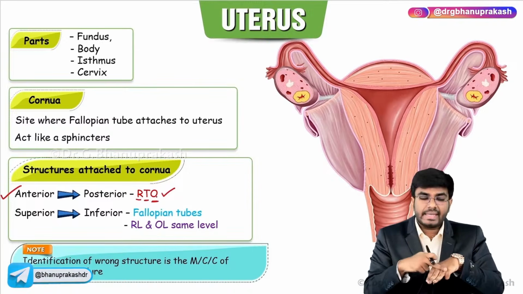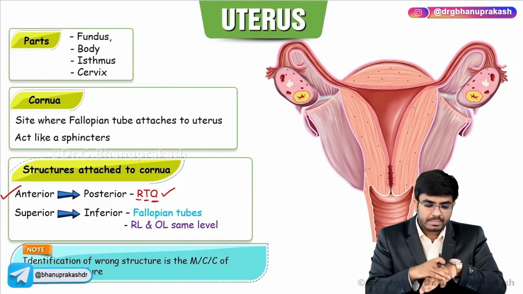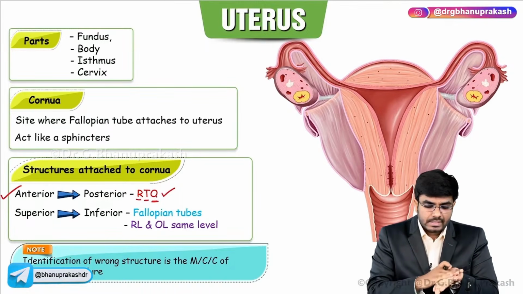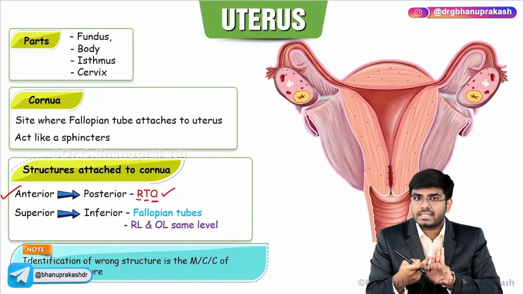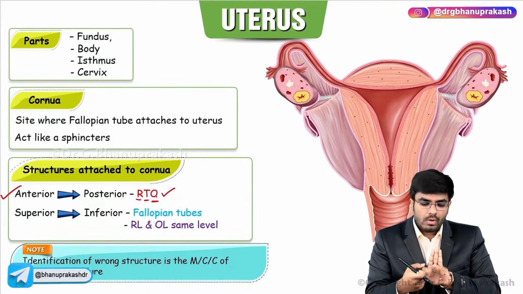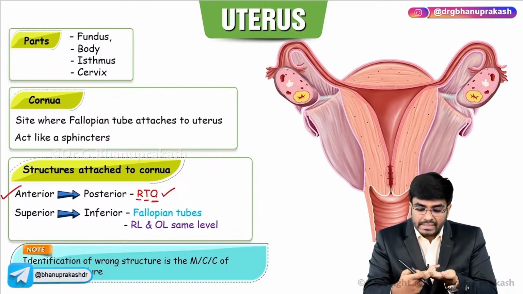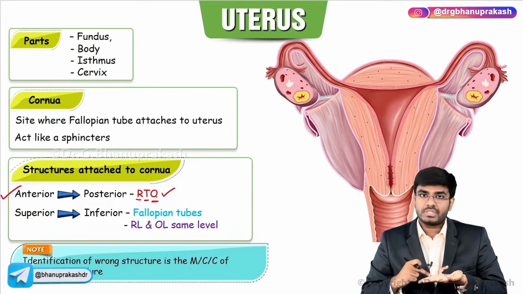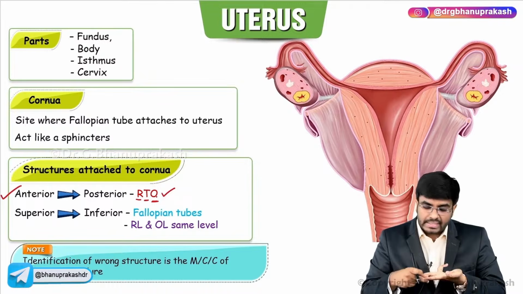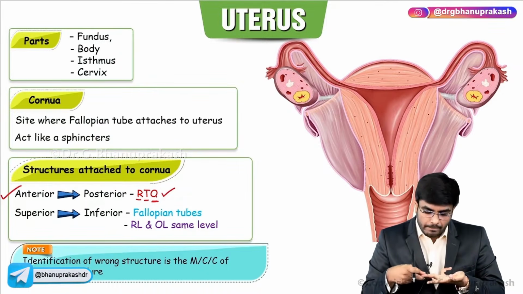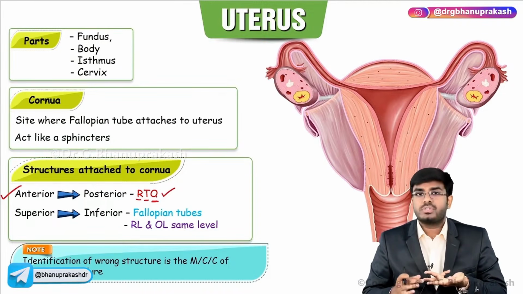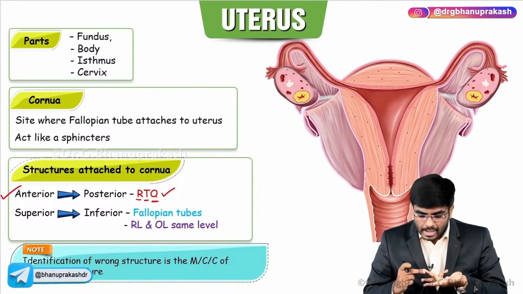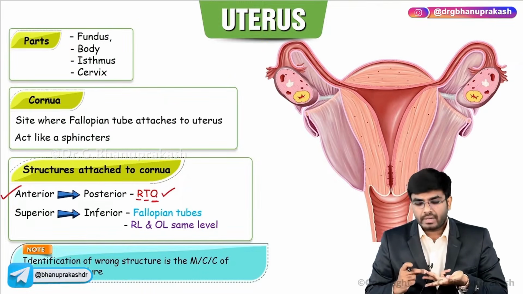For example, this is the area of the cornua. My palm is the uterus, for example. To the uterus, these three structures are attached. What are these three structures, guys? From anterior to posterior, it is RTO. Anteriorly will be the round ligament, the middle will be the fallopian tubes, and posteriorly it is the ovarian ligament. So, anterior to posterior. If you can see, I am making the fallopian tube, the middle one, a bit higher.